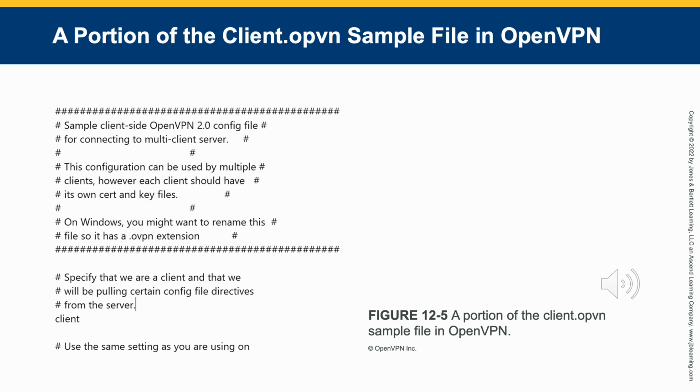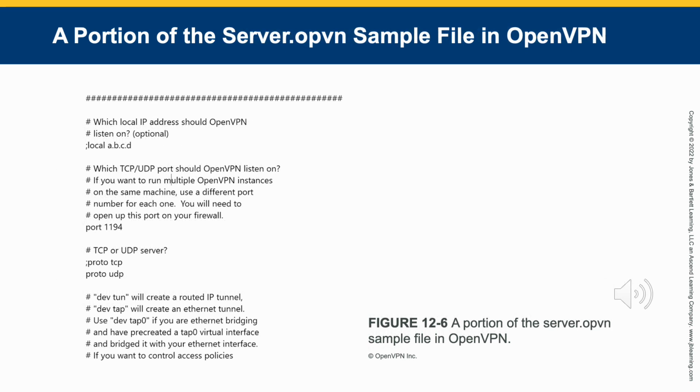A portion of the client sample file in OpenVPN. As you can see, here's the example and the configuration specifications. This is a portion of the server sample file in OpenVPN. And as you can see, it's just a few different parameters, and you would get rid of that pound or hash mark to enable that feature.